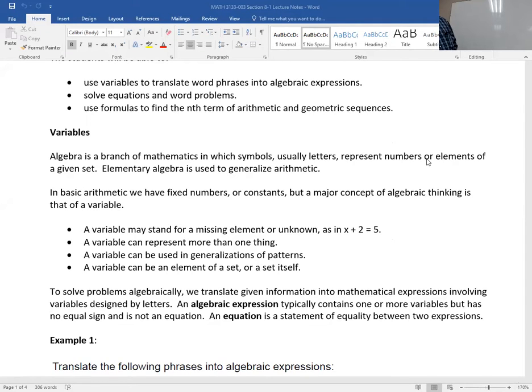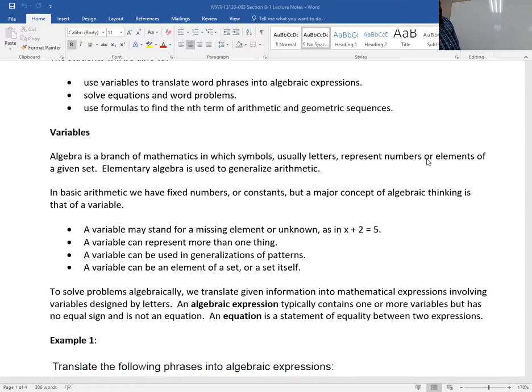So here we have fixed numbers or constants when we're dealing with basic arithmetic. But here a major concept of algebraic thinking would be that of a variable. And here's how variables can be used or represented. It may stand for a missing element or an unknown, like in the equation x plus 2 is equal to 5. So in other words, that means what number plus 2 would give us 5? That would be, of course, 3. So that missing element or the unknown would be x is equal to 3.